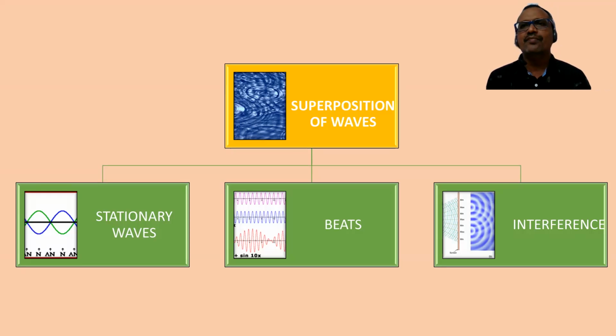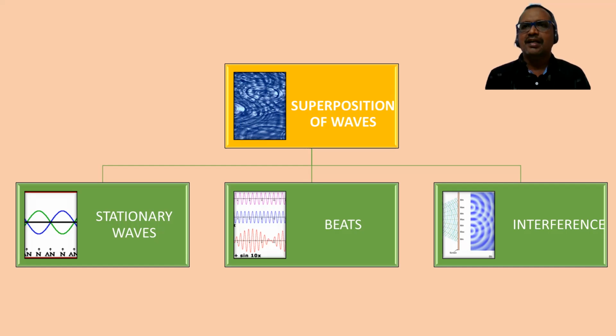If we have two waves having nearly equal frequency, suppose one wave has frequency n1 and the other wave has frequency n2, which are nearly equal, the difference being very small, and these two waves travel in the medium in the same direction, then after superposition they produce beats. So in some regions the intensity of the sound is more, and there are some regions where the intensity of the sound is less.